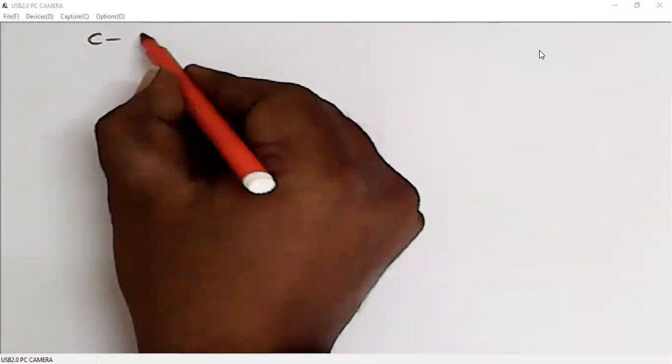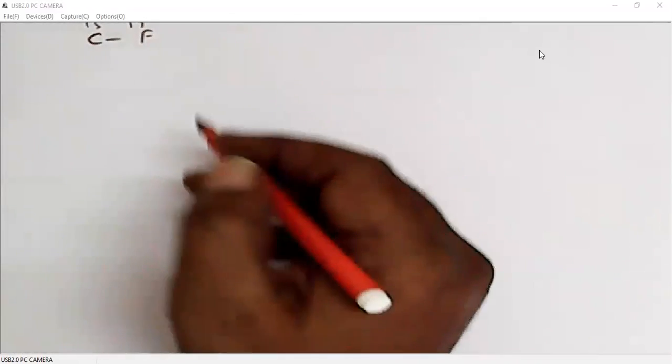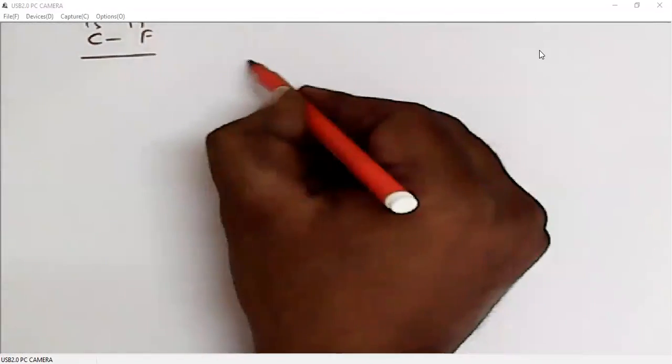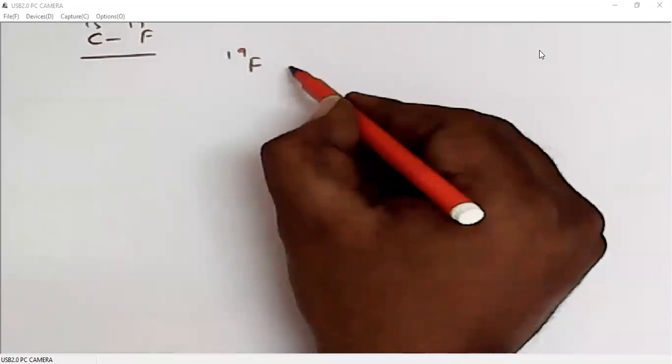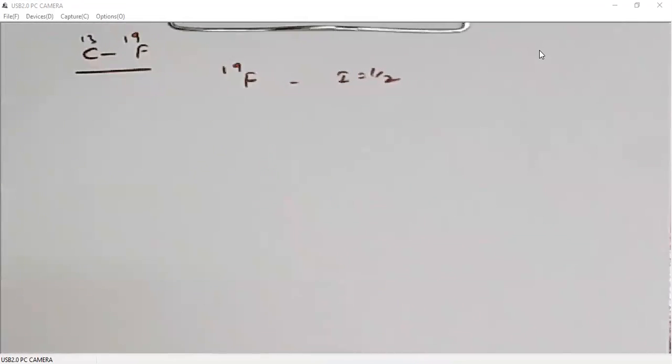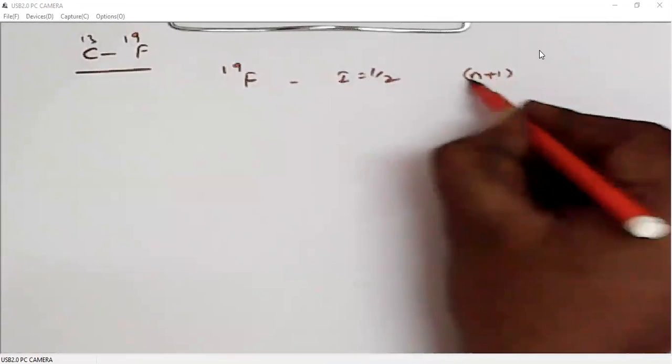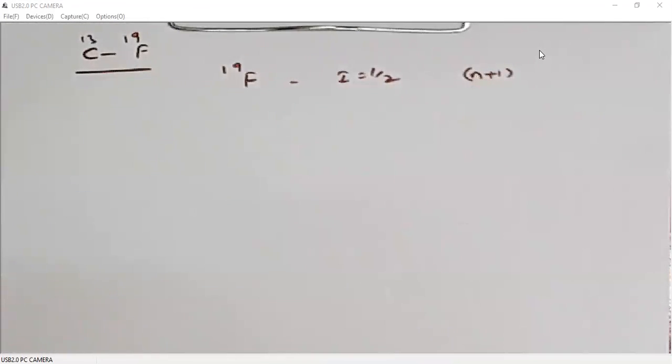We were discussing the coupling of carbon with deuterium. Similarly, we will also have coupling between carbon and fluorine. Fluorine, whose nuclear spin quantum number is half, will couple with carbon signals. According to the n+1 formula, we can expect multiplets.